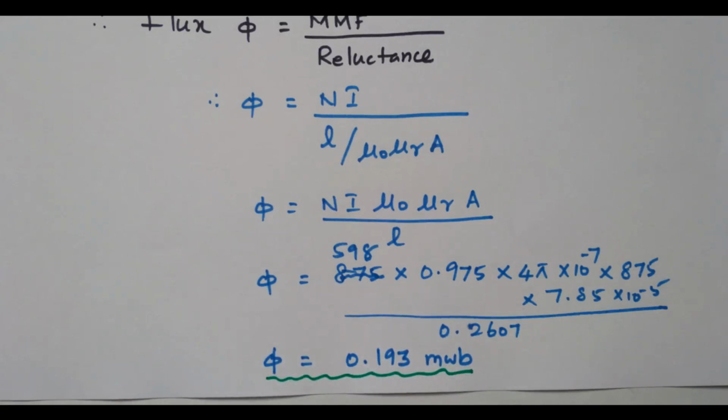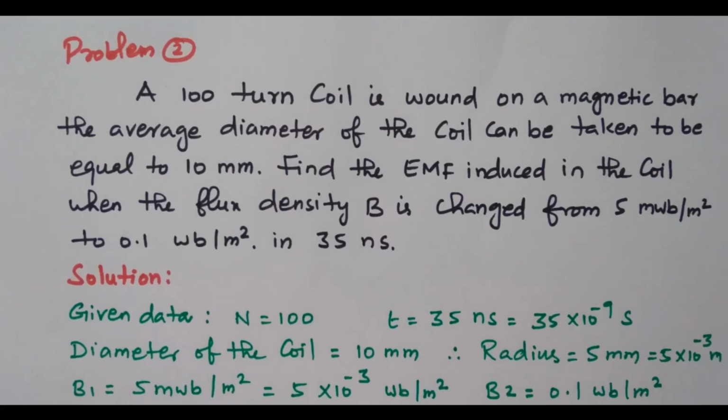Now we'll go to the second problem. A 100-turn coil is wound on a magnetic bar. The average diameter of the coil can be taken as equal to 10 millimeter. So this diameter is the diameter of the coil. Find the EMF induced in the coil when the flux density B is changed from 5 milliweber per meter square to 0.1 Weber per meter square in 35 nanoseconds.